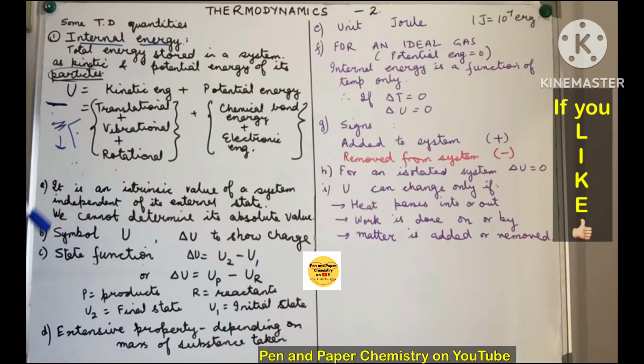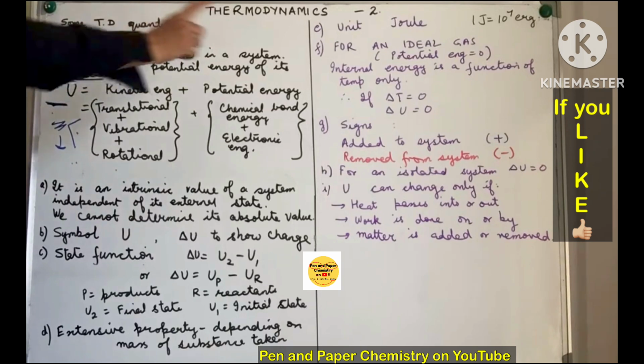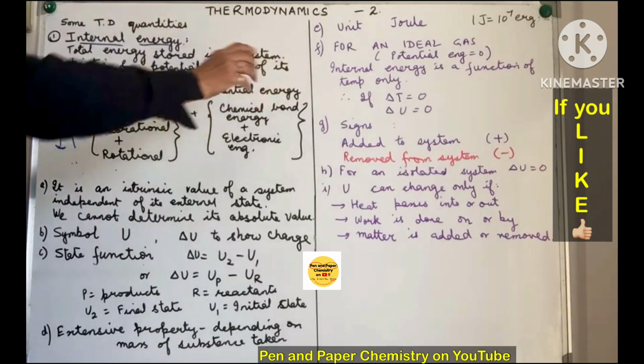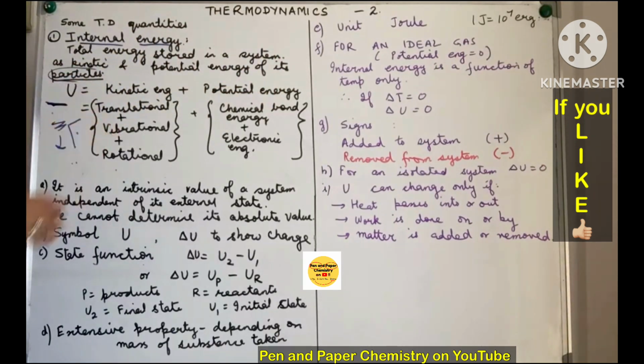When we are talking about an ideal system, in an ideal gas, we know that there is no change in the potential energy because ideal system means the particles do not interact with each other. In such a case, the internal energy is a function of only the temperature.